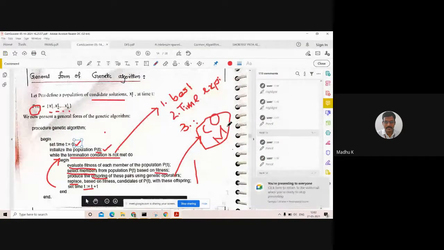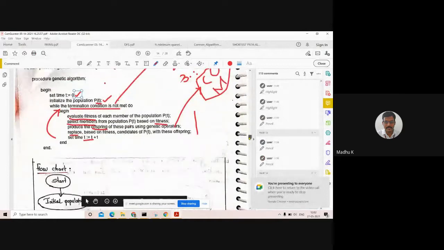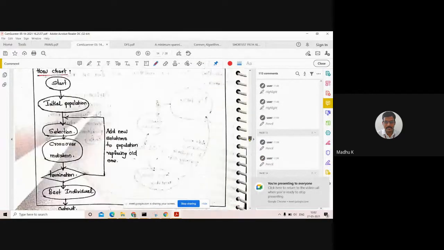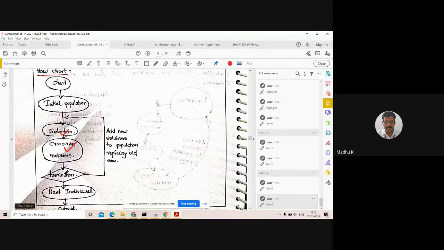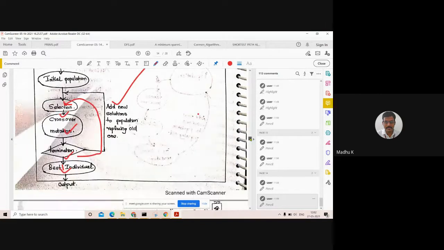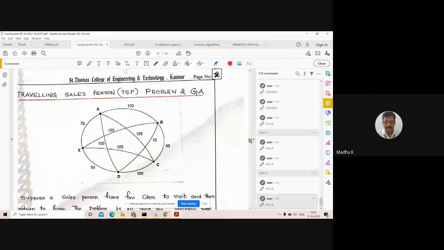Next, this is the flow chart. It is the same concept. We start with the initial population, then selection, crossover, mutation, then the termination condition is checked, and the loop goes back. This process is repeated until we find the best solution. This is the flow chart, the same concept. Please refer to the notes.